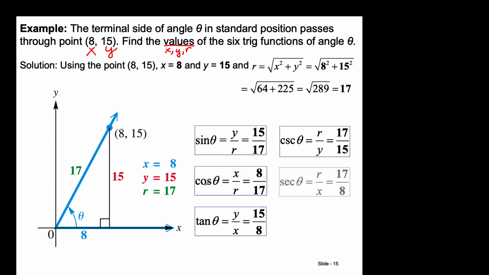Cosine's reciprocal function is secant. So instead of 8 over 17, it's 17 over 8. And tangent's reciprocal function is cotangent. So instead of 15 over 8, it's 8 over 15.